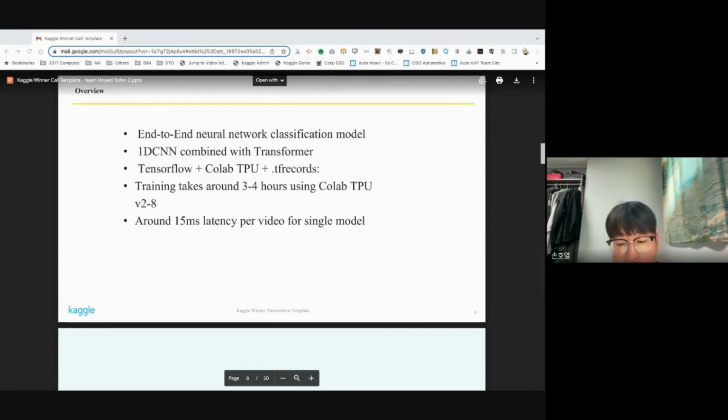I used TensorFlow for development and Google Colab's TPU environment. Changing the data to the TFRecord format helped me accelerate the training speed. Training took approximately 3 to 4 hours per model on Colab TPU v2-8, with a single model having an inference time of 15 milliseconds per video.